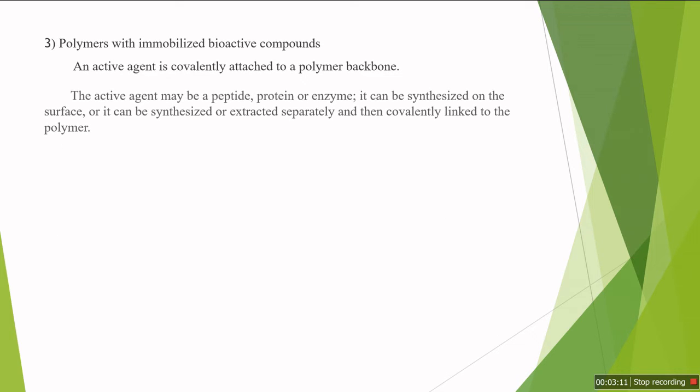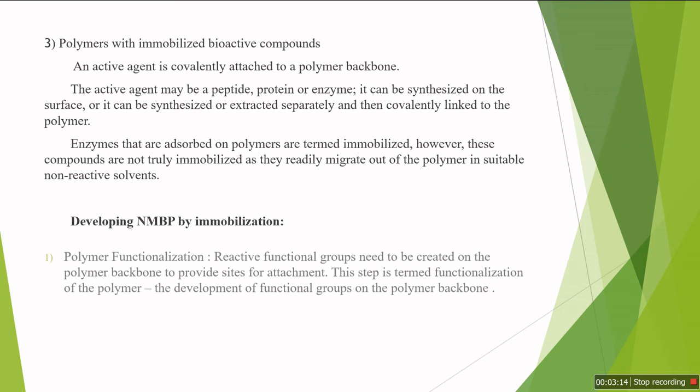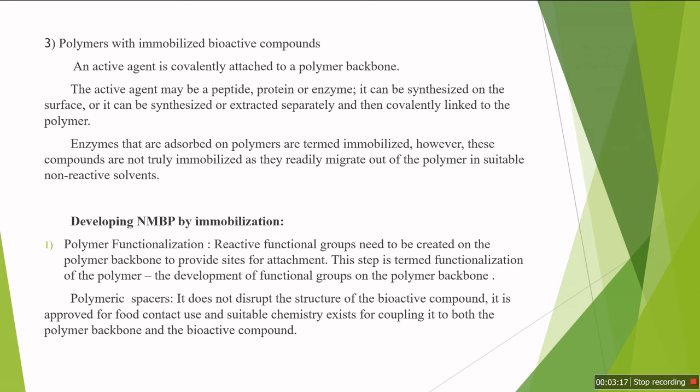In the case of polymers with immobilized bioactive compounds, an active agent is covalently attached to the polymer backbone. The active agent may be a peptide, a protein, or an enzyme, and it can be synthesized on the surface, or it can be synthesized or extracted separately and then covalently linked to the polymer. Enzymes that are attached to polymers are termed immobilized. The development of NMBP by immobilization can be explained in two steps. First is polymer functionalization, and second, coupling chemistries.